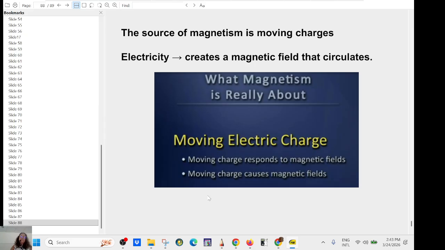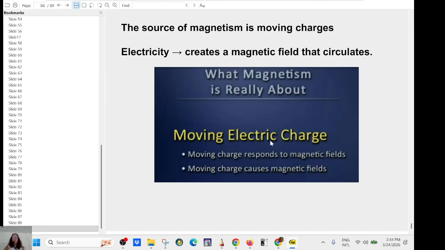So, magnetism, the source for magnetism is really moving charges, right? The only thing that can create magnetism is because some charges are moving. So inside a permanent magnet, why do we have a magnetic field? It's because of the electrons spinning. It's the spin of the electrons that will create the magnetic field from a permanent magnet. So the source for magnetism is moving charges.